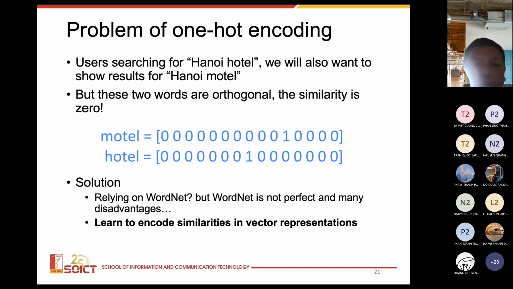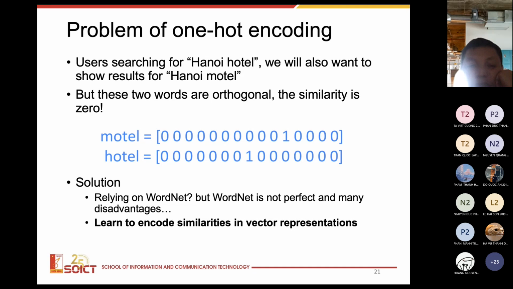And also the one-hot encoding cannot represent, cannot allow us to calculate, for example, the similarity between words, right? Because, for example, here the words motel and hotel, right? Each has a one-hot encoding corresponding to the word, and you see if you do some kind of mathematical computation on the two vectors, you will get 0. That means the similarity is 0. But in reality, motel and hotel have very close meaning to each other, right?